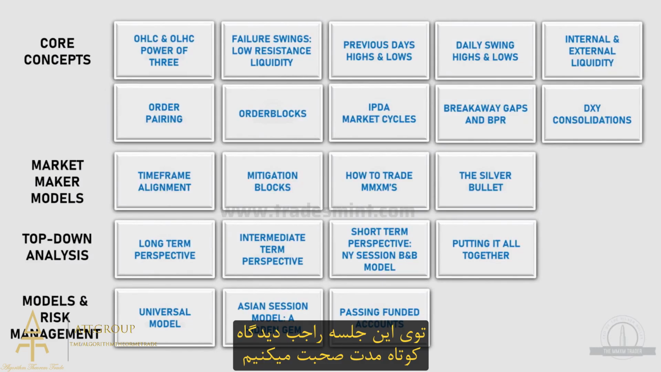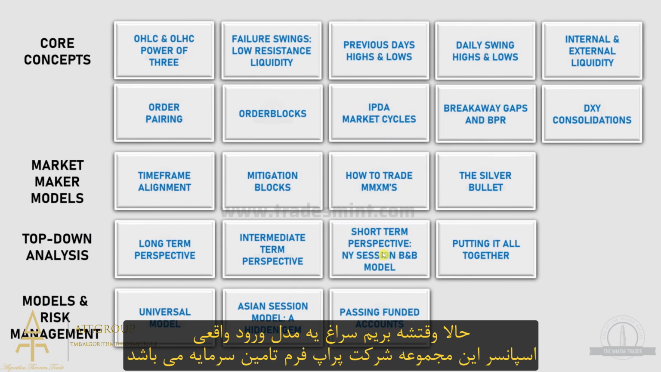In this lesson, we're going to be talking about short-term perspective, a New York session bread and butter model. So we've had that long-term perspective, that intermediate term perspective, right? And now it's time to dive into an actual entry model.